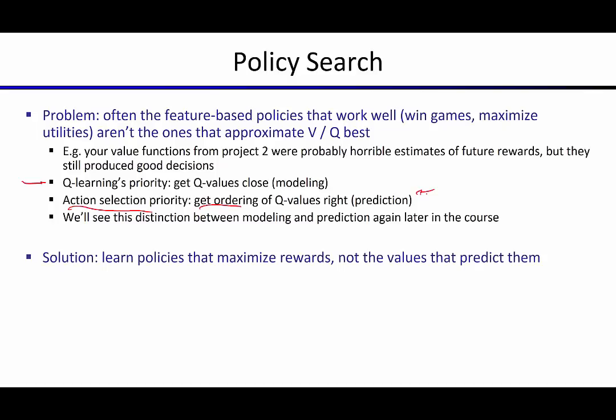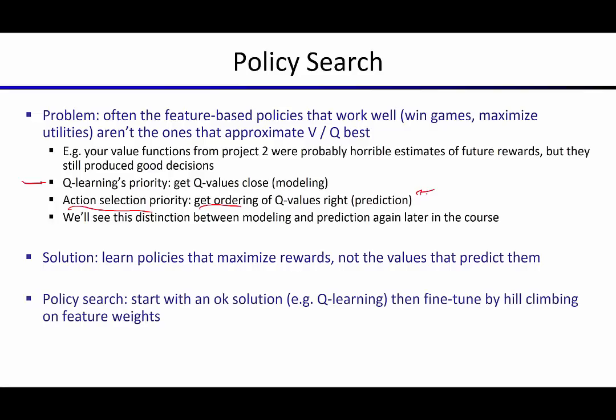All right, so the solution would be to learn policies that directly maximize rewards rather than somehow try to predict values. What policy search does, which is probably the simplest way to get there, but a very popular approach, is you start with an OK solution. So you have a policy represented by your Q function. Your Q function is, let's say, a weighted combination of features. That's your starting point. And then you start rolling out according to your Q function. You play. You see how well it works.